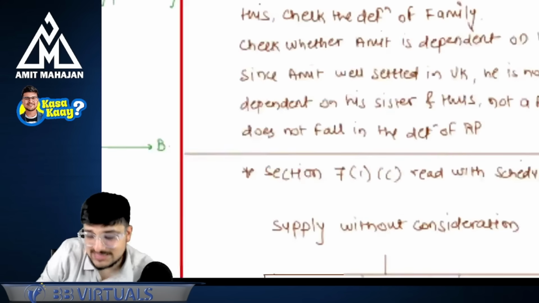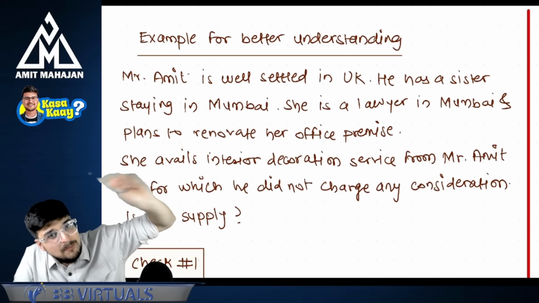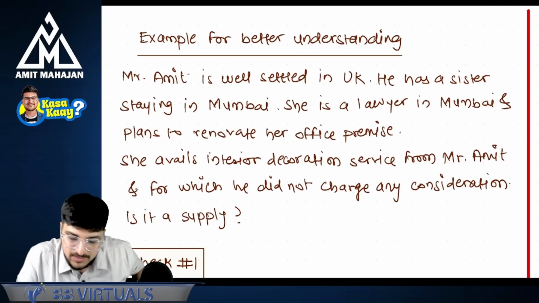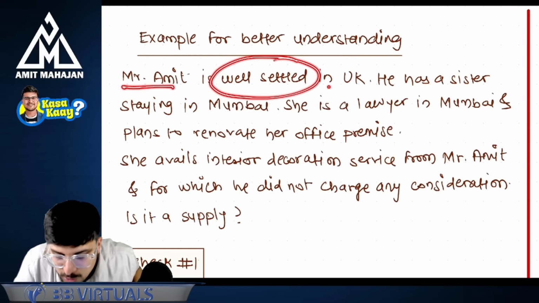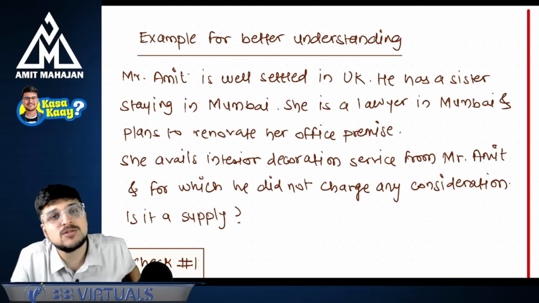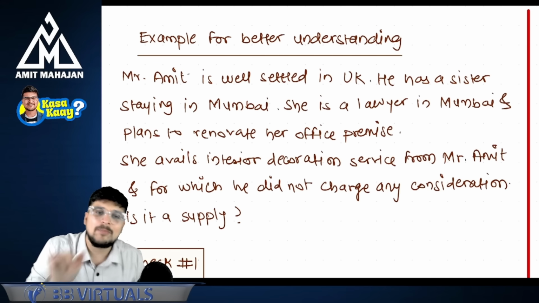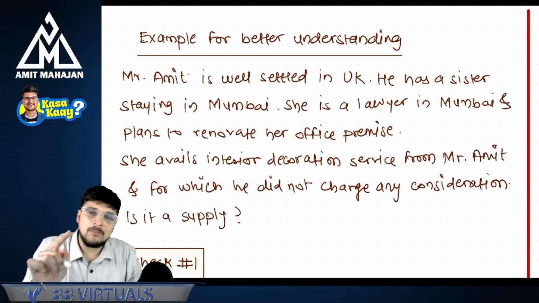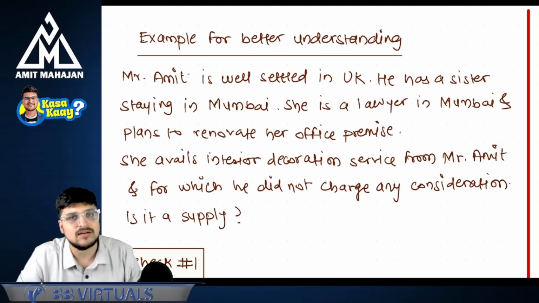In this case, can I say we are thinking from that sister's perspective? For that sister, is Amit a related party? Is Amit dependent on that sister? If you see the question, Mr. Amit is well settled in UK. If Mr. Amit is well settled in UK, can I say that Amit is not dependent on sister? If Amit is not dependent on sister, which means Amit is not a related party for that sister.